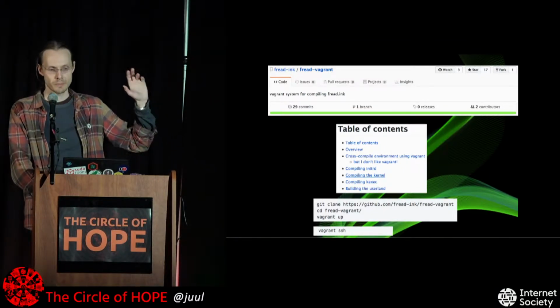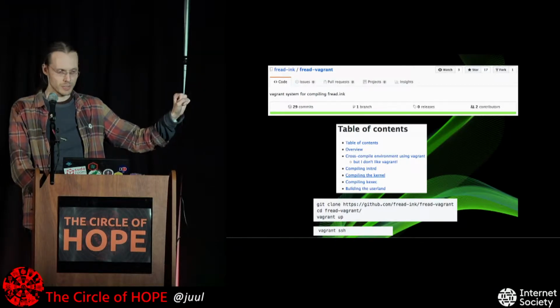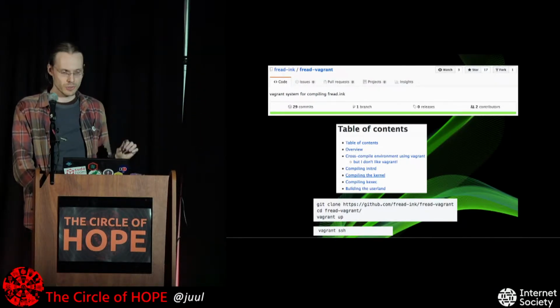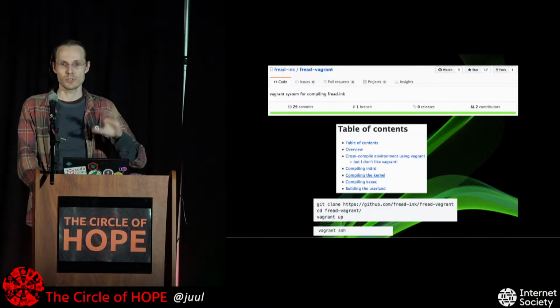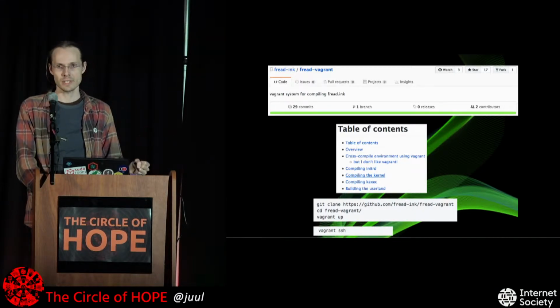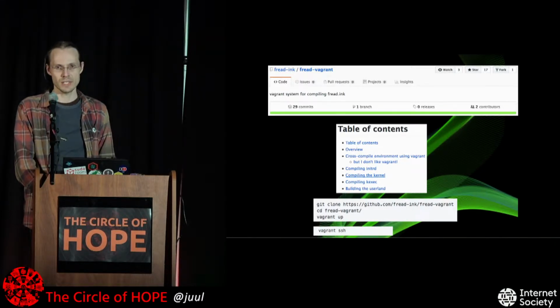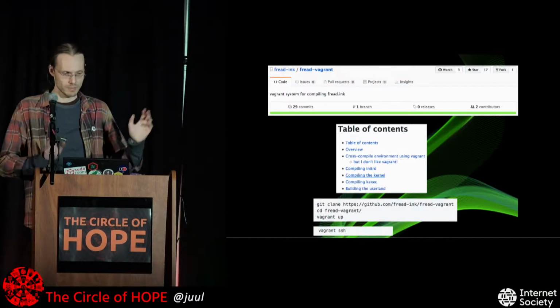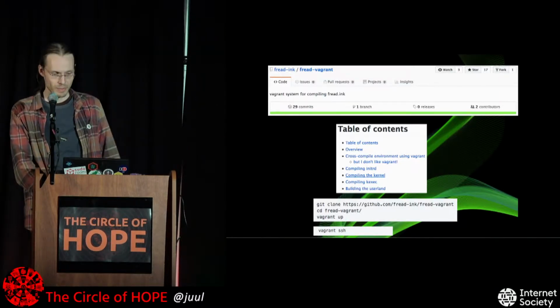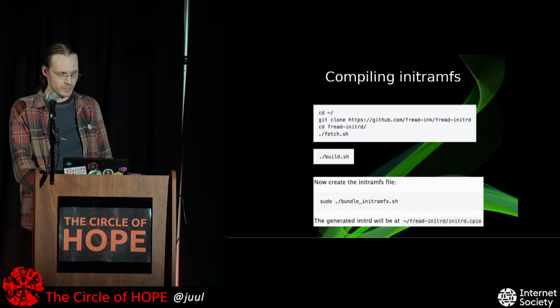Then I made this system that lets you compile all this. I put up on GitHub this thing where you can use VirtualBox, actually Vagrant. You run a command, it sets up the entire virtual machine that you need in order to compile everything. Then you enter the virtual machine and run a build script and it does everything for you. These are the commands you need to do this. It's all on the GitHub.